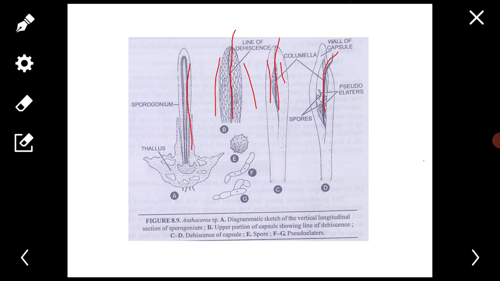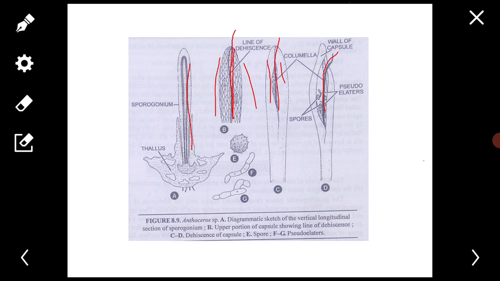Valves walls. Each line of dehiscence, listen students, each line of dehiscence consists of two rows of thick walled cells having their adjacent thin walls.